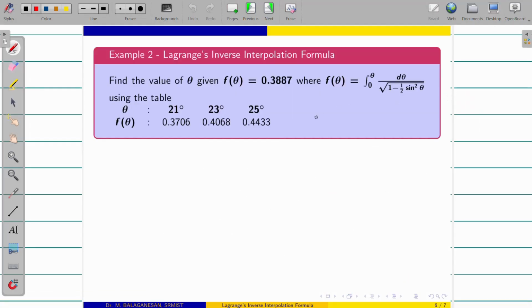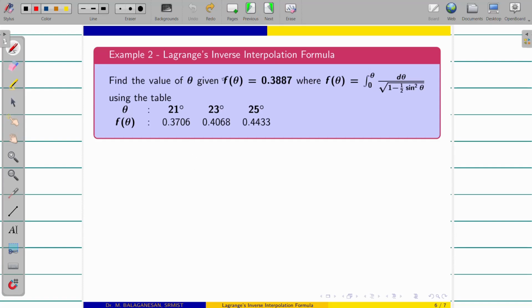Right. Come to the next problem. Lagrange's inverse interpolation formula. To confuse you, they may give you a function like that. F of theta is equivalent to the integral from 0 to infinity of d theta divided by 1 minus 1 by 2 sine square theta. So no need to bother about the function. For the theta value, if you are substituting the theta value here, you are getting the corresponding values of y here. That's what they are trying to explain. We need not be confused here.